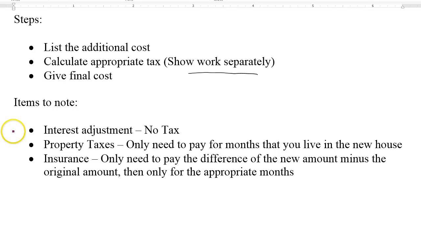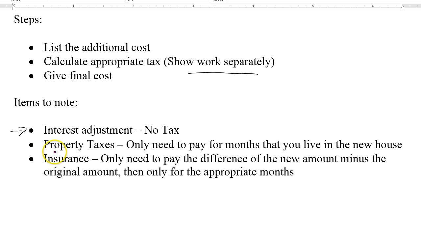The first one is the interest adjustment. On an interest adjustment, we have no tax. Interest adjustment is when we have two mortgages, the mortgage on our old house and the mortgage on our new house. There's a good chance that there's going to be a slight overlap, in which case the bank will charge us a little bit of an interest adjustment. We don't calculate tax, one of the only things we do.